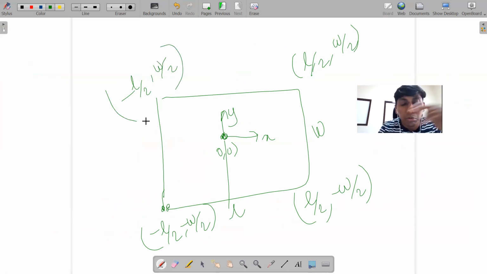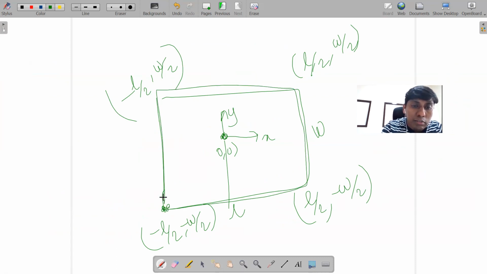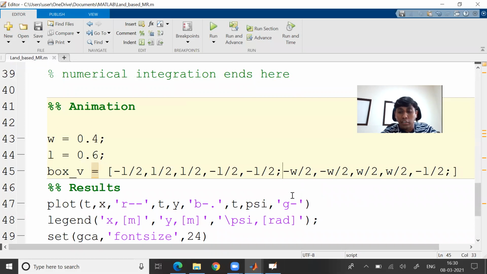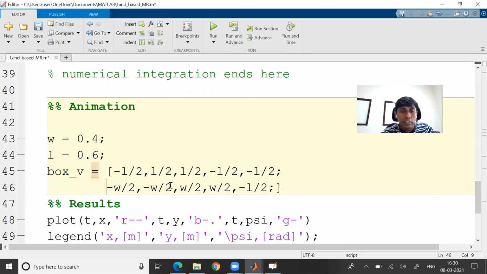But if I want to start and end here as a loop closer, then I need to end again at the same coordinate. So that is what we have done here. You can see this corresponds to X, and this corresponds to Y. So now this is what I assumed as a box.